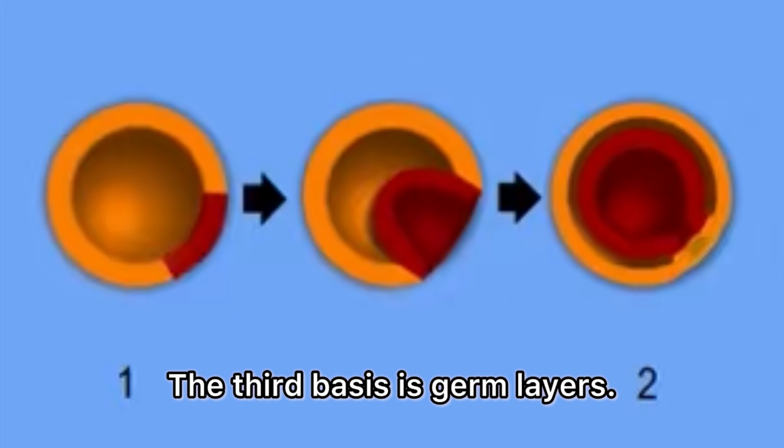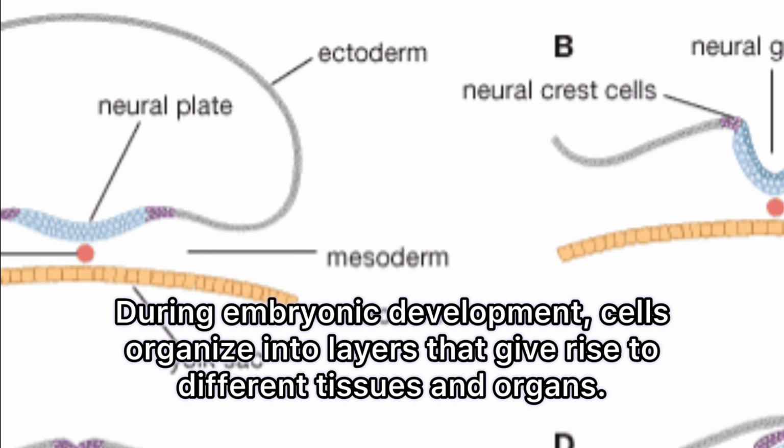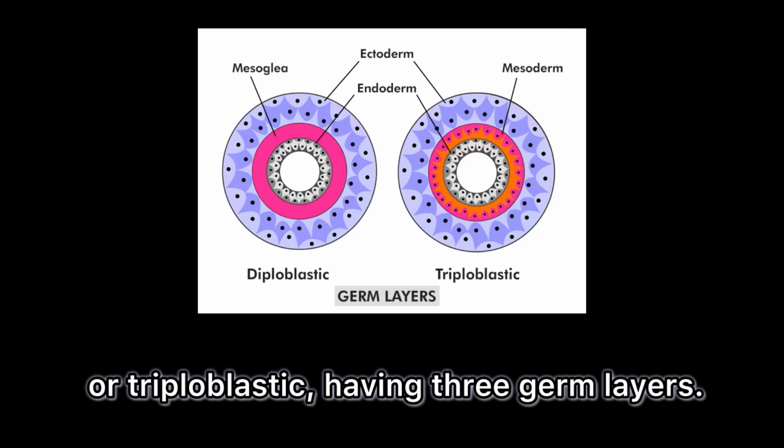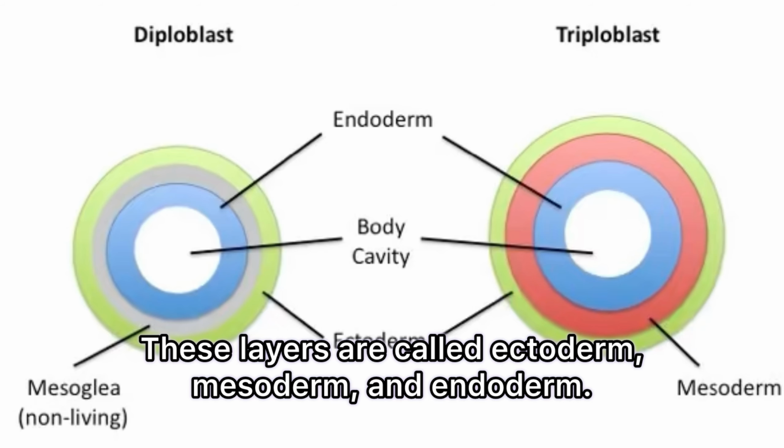The third basis is germ layers. During embryonic development, cells organize into layers that give rise to different tissues and organs. Animals can be diploblastic, having 2 germ layers, or triploblastic, having 3 germ layers. These layers are called ectoderm, mesoderm, and endoderm.